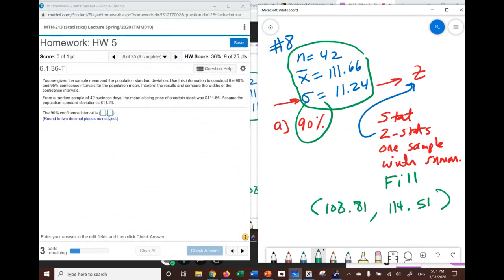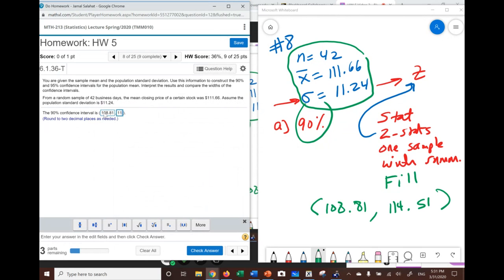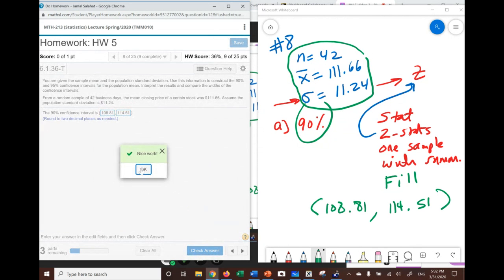So let me put this in here. It's going to be 108.81, and the second one is 114.51. This is the 90% confidence interval that we got.